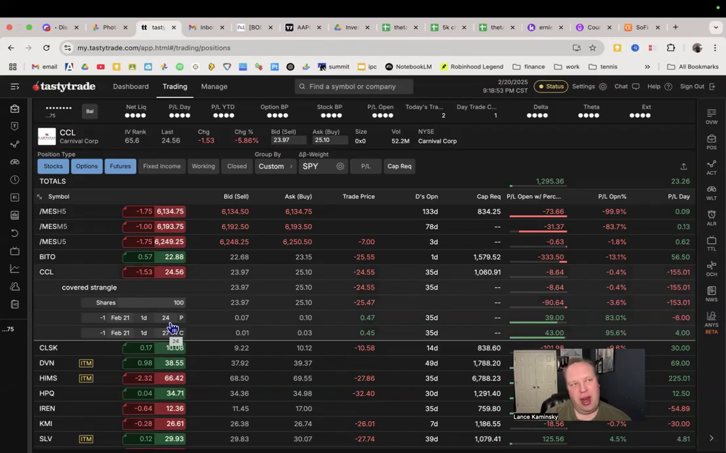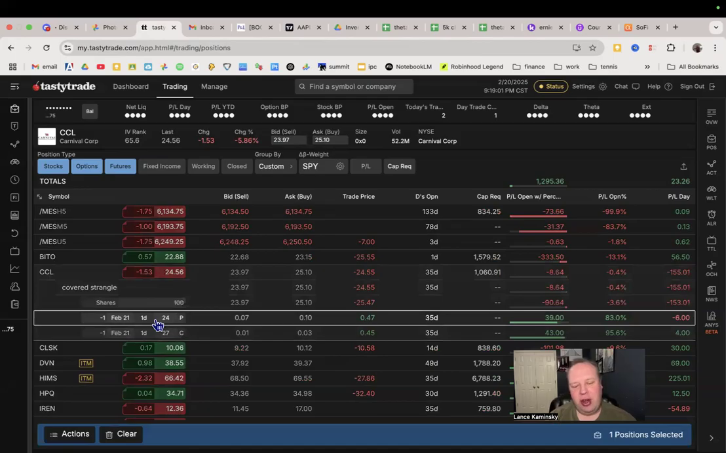It's not a big deal, but what I personally don't want to have happen is it goes below 24 tomorrow, and then I get assigned these shares. I'd rather just roll the option out another month. So I'm going to be buying this back, hopefully around where it is now, because I sold it for 47. Hopefully I can buy it back around $7 or $8. And then I'm going to sell another one out a month.